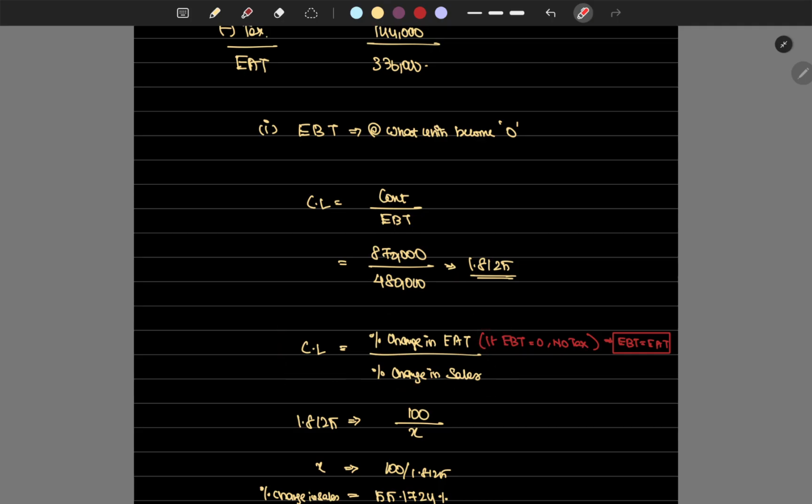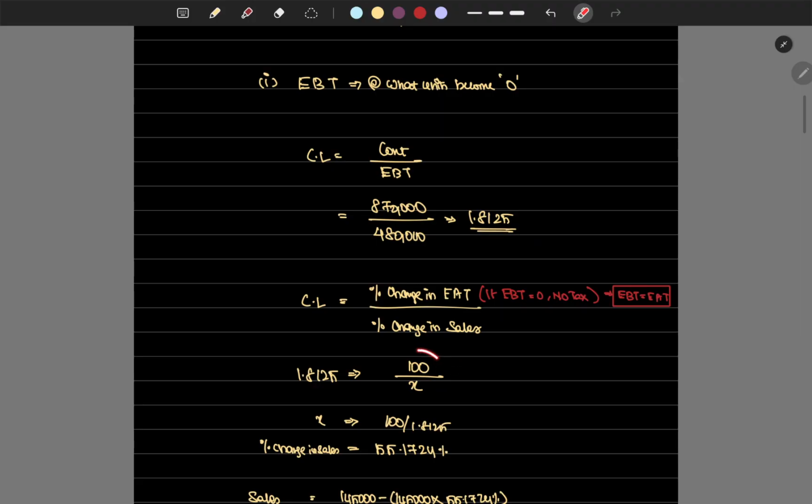There is a formula for finding the combined leverage when there are two unit levels: combined leverage is equal to percentage change in EBT or EAT divided by percentage change in sales. Here we are not going to get any interest or tax, so EAT and EBT are the same. We have the combined leverage, 1.8125, and the percentage change in EAT, which is 100, divided by X, which is the change in sales.